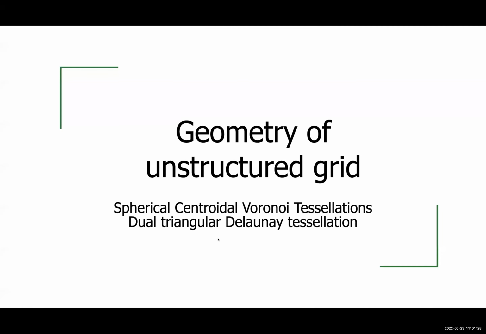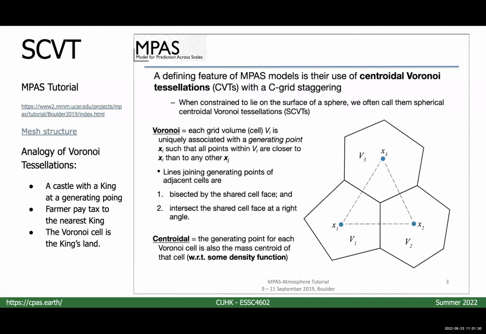Geometry of the unstructured grid. And this is taken from the MPAS tutorial. These cells are called Voronoi tessellation. And there are two more adjectives in front of it.